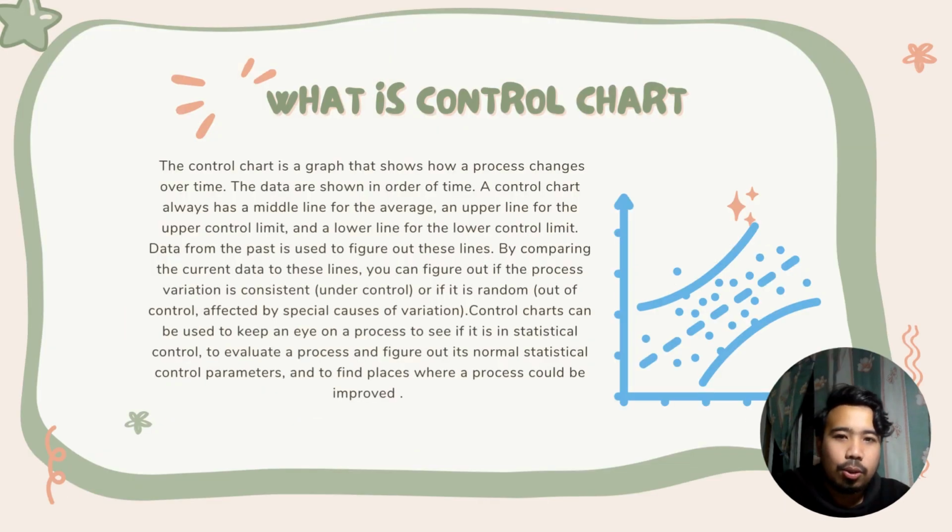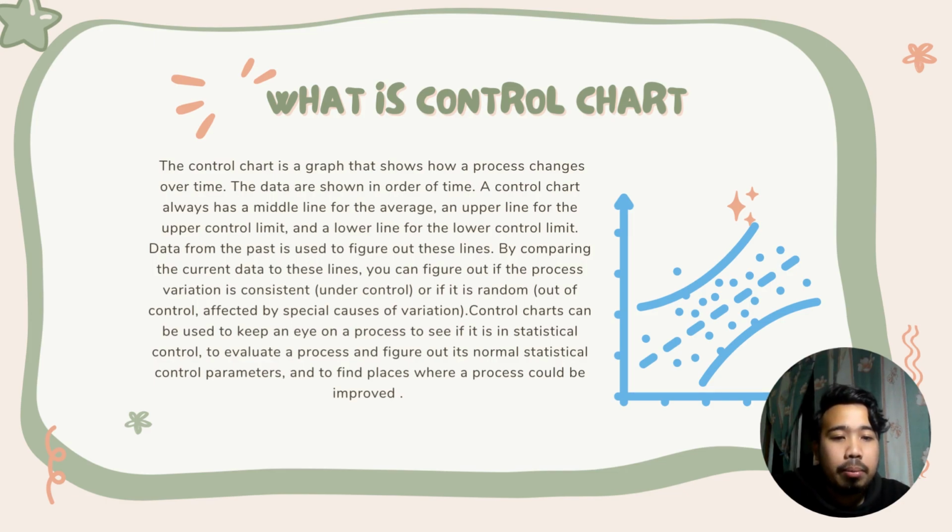So what is a control chart? A control chart is a graph that shows how a process changes over time. The data is shown in order of time. The control chart always has a middle line for the average, an upper line for the upper control limit, and a lower line for the lower control limit. Data from the past is used to figure out these lines. By comparing the current data to these lines, you can figure out whether the process variation is consistent or random, affected by special causes of variation.